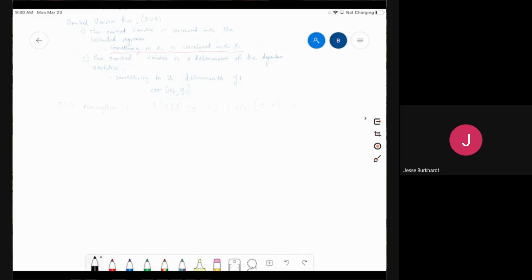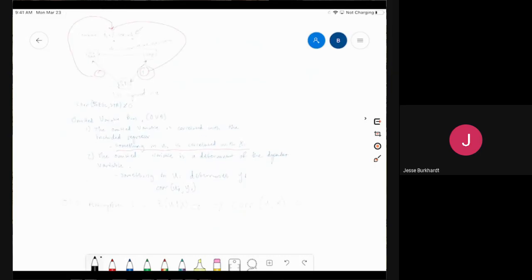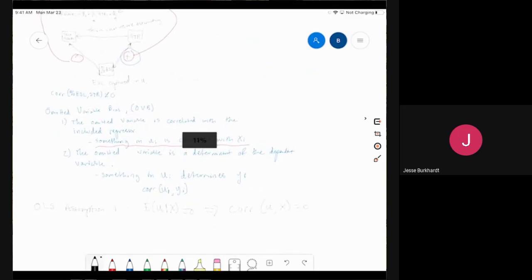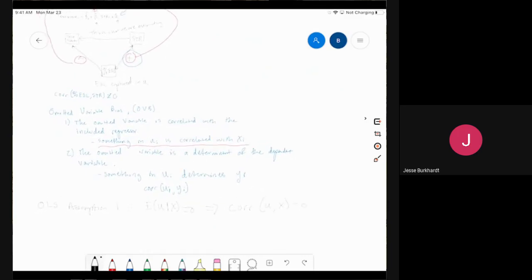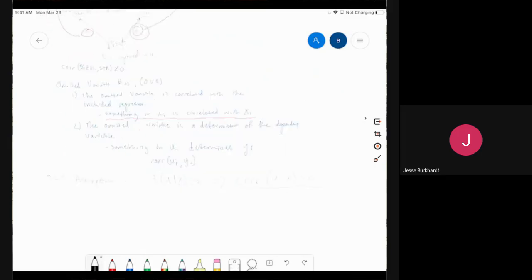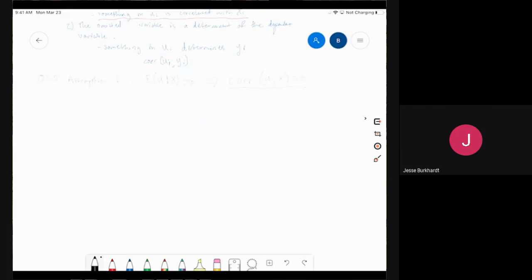Now, what did we just say in the previous example up here? We said that, in fact, something contained in u_i was correlated with student-teacher ratios. So that violates our OLS assumption number 1. So the Gauss-Markov theorem doesn't hold. That means we have biased coefficients, and we aren't estimating the most efficient estimator of beta hat 1.